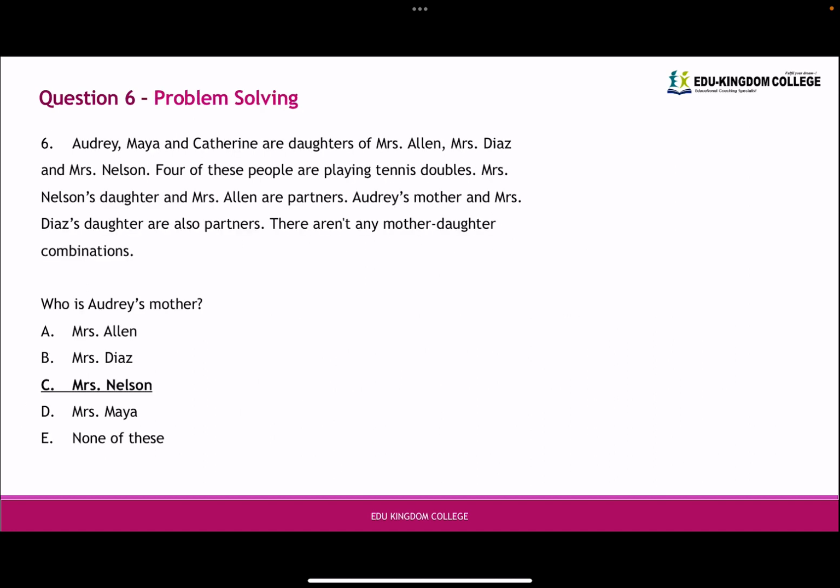Good. So question 6 is a problem solving question. This one was a little bit of a pain, but let's work through it. So we have Audrey, Maya, and Catherine, and then we have Miss A, Miss D, and then Miss M. Now we need to find the relationship between the 3 girls and then the daughter. Sorry, this should be Miss N.